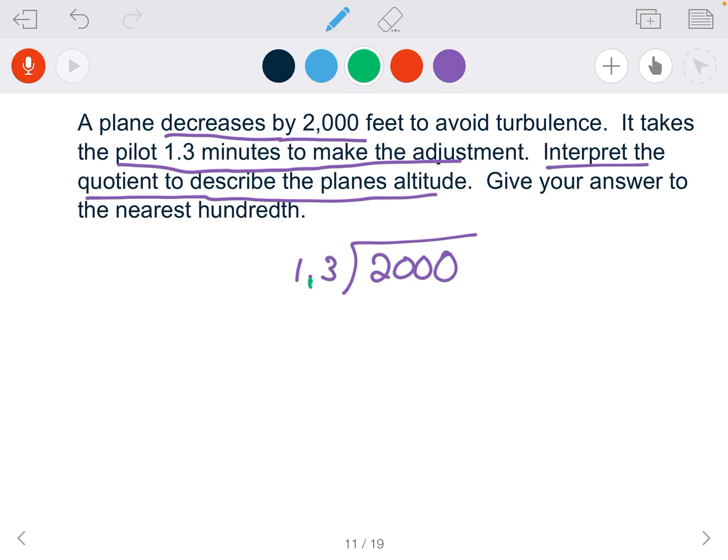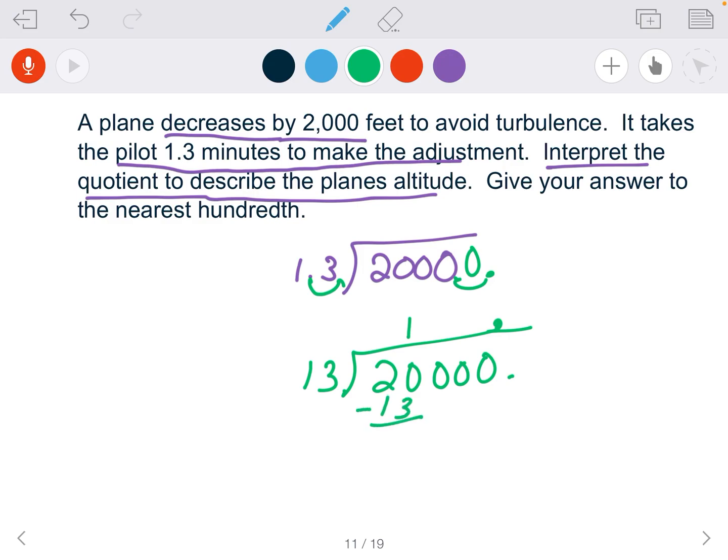1.3. I need to move my decimal one place because I want it to be here. And then if I move it one place, I have to move it one place inside as well. So now I have 20,000 in here. So first I have to do the division. So 13 goes into 20 one time. 7 left over. Bring down the 0. 13 will go into 70 without going over.